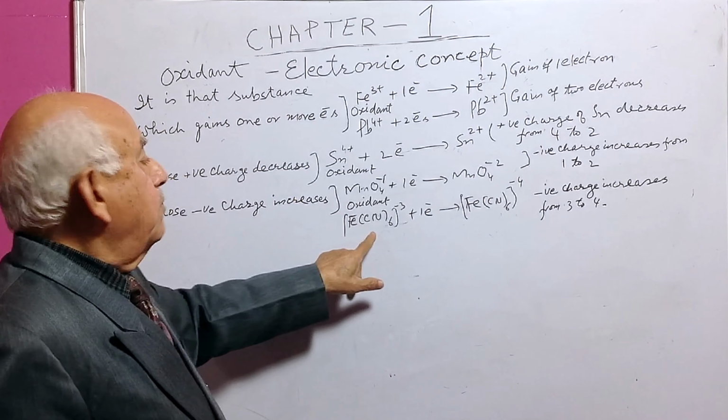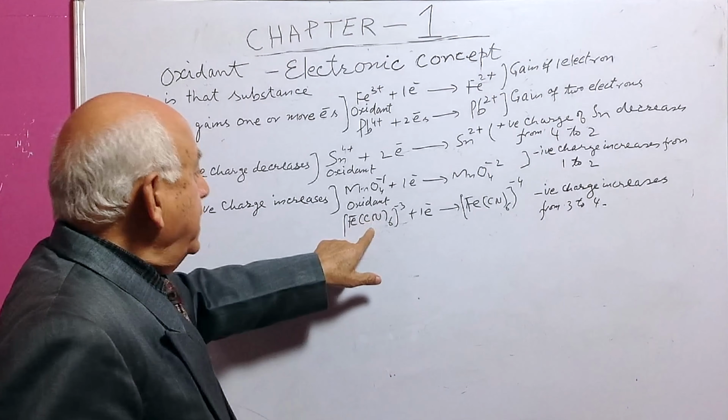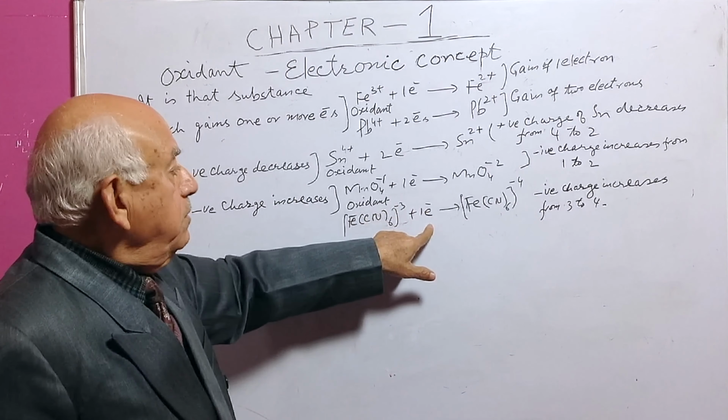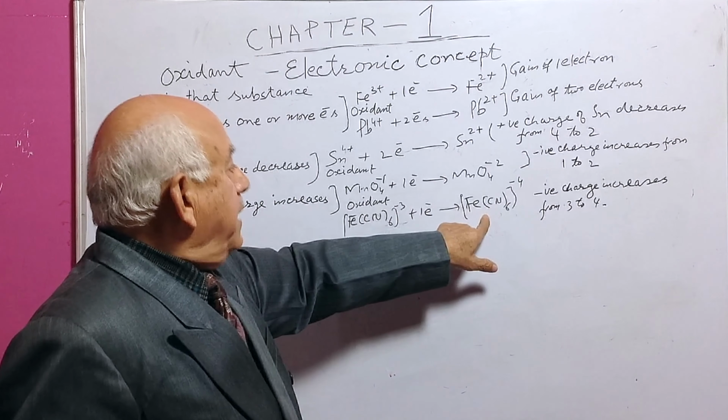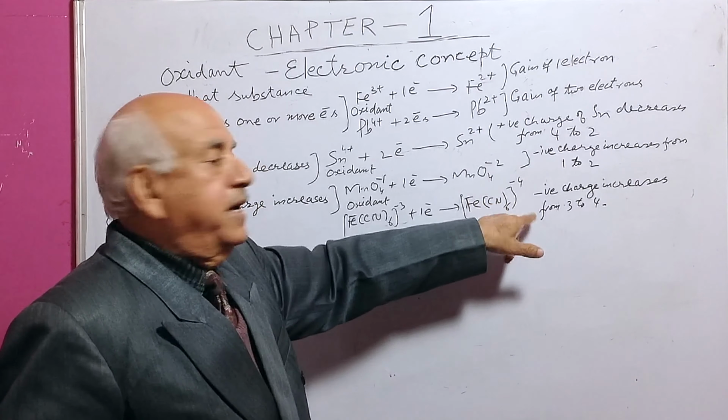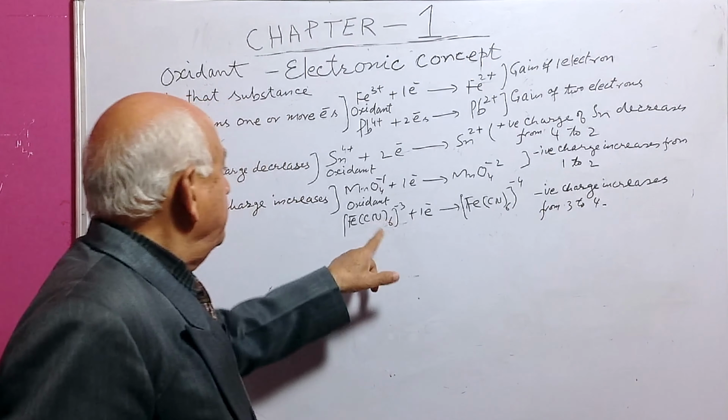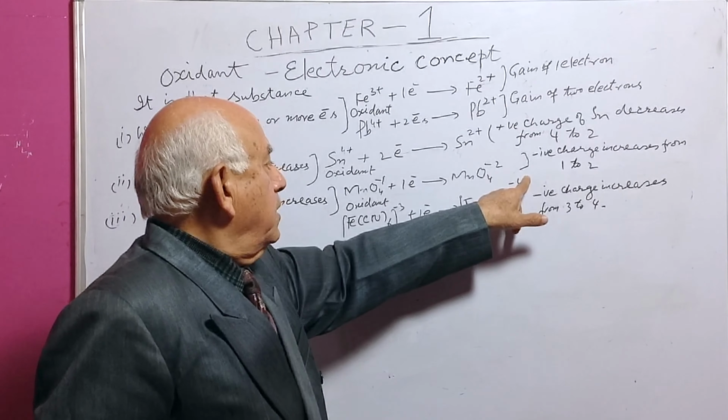Similarly, take the case of ferricyanide. It is an oxidant. It has gained 1 electron and you will get ferrocyanide. Here the negative charge increases from 3 to 4.